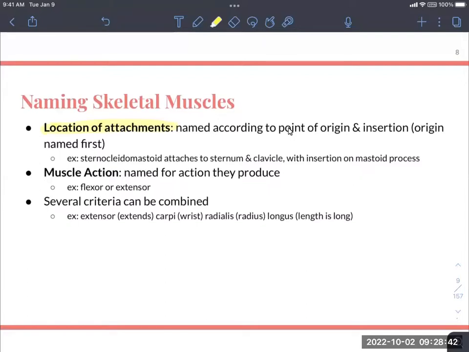Sternocleidomastoid, or as we call it for short, SCM, but we're not allowed to use that here. You can use it once you're done with whatever program you're going into. But that sternocleidomastoid originates at the sternum and the clavicle. It'll insert on the mastoid process. So the origin starts first with the name, and the insertion is the last part of the name. That kind of helps with knowing their origin and insertion.